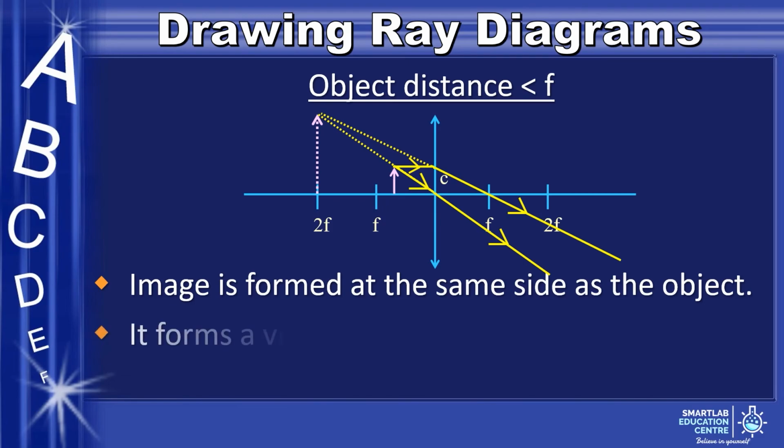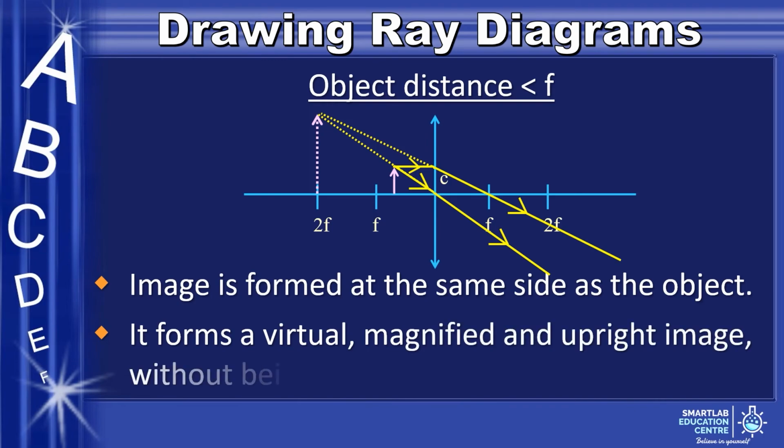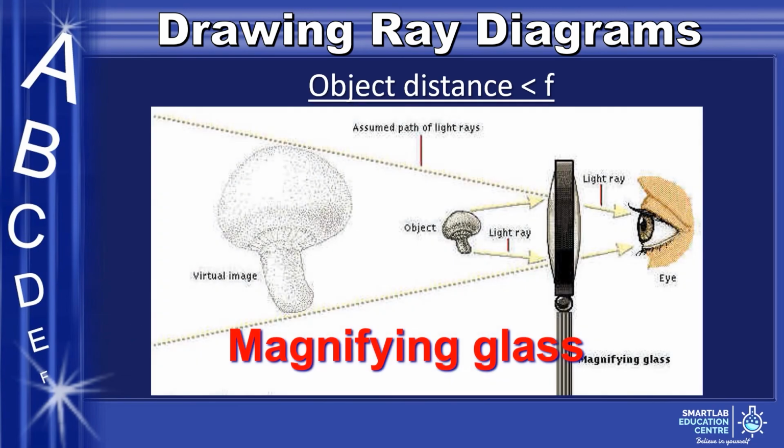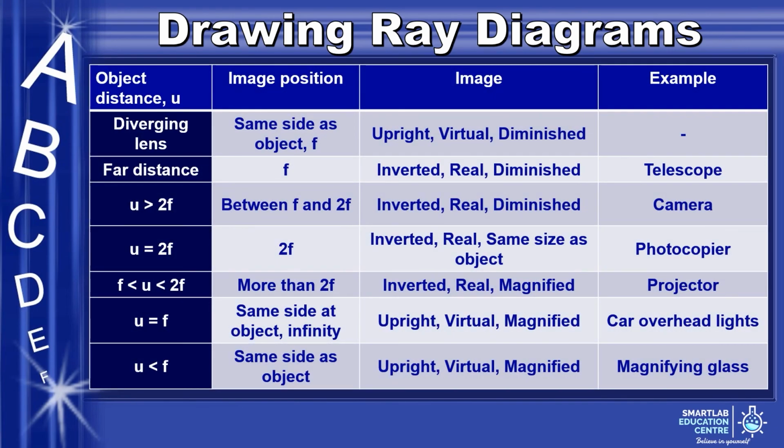The image formed is magnified and upright, meaning it does not laterally invert. It is important to note the lines drawn to determine the position of the virtual image is dotted. Dotted lines are used to label the virtual image, instead of using full lines. One example is the magnifying glass. Here is a table which summarizes what we have done so far.